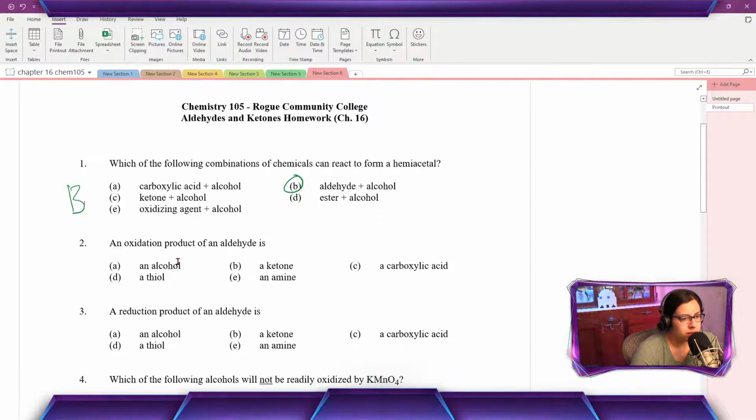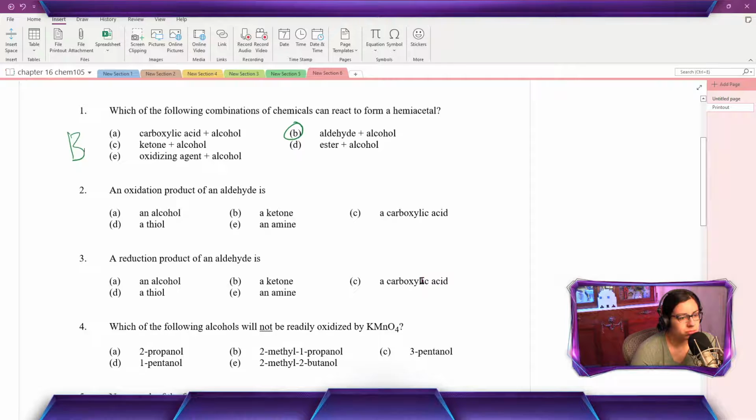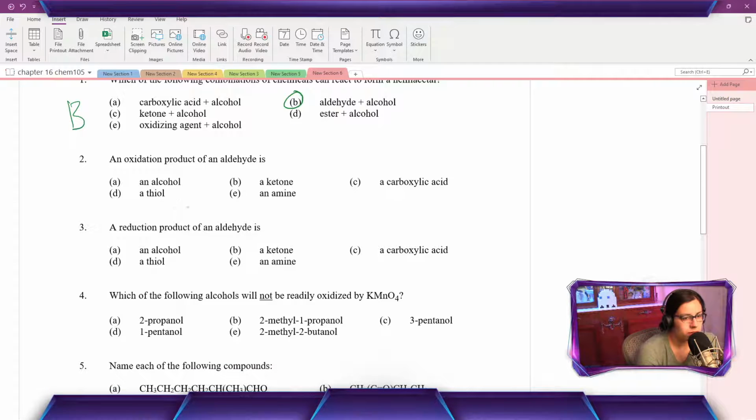And then so an oxidation product of an aldehyde is, so we said that aldehyde, that makes that carboxylic acid. And then the reduction product of an aldehyde, so what do we make? We started with an aldehyde. And then we were able to reduce it, convert those bonds. We made an alcohol.